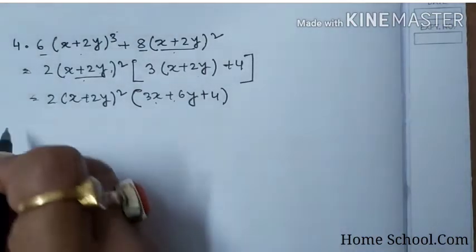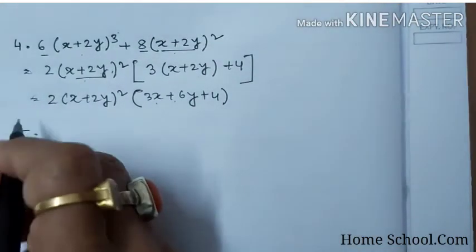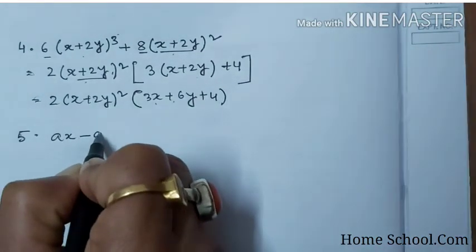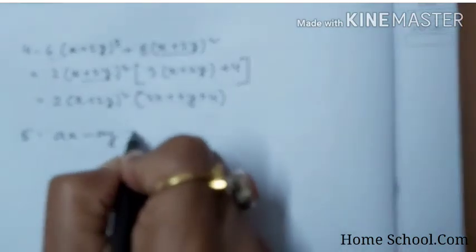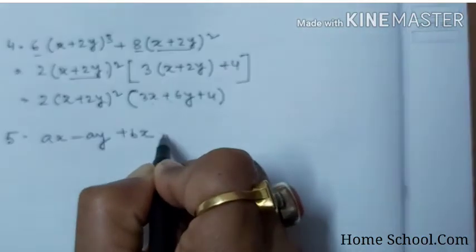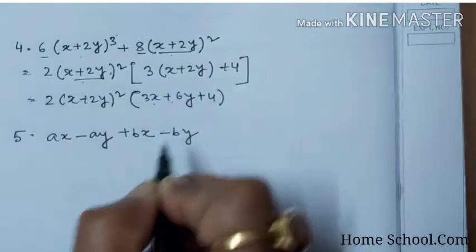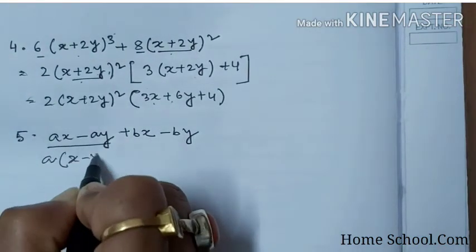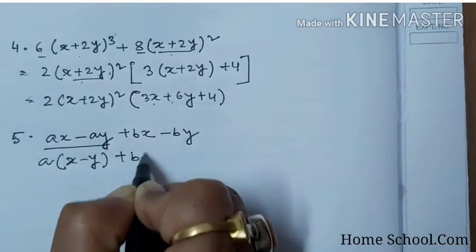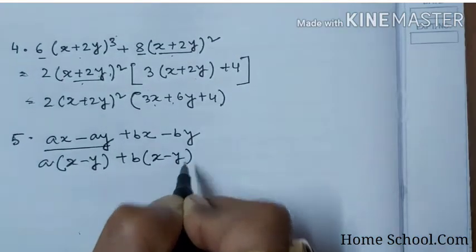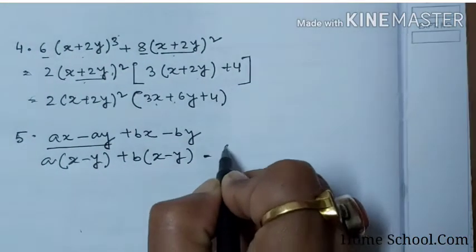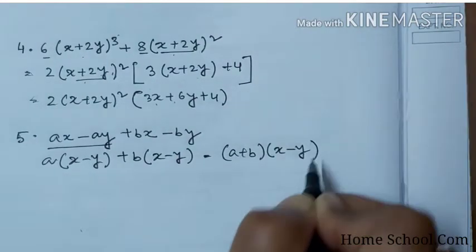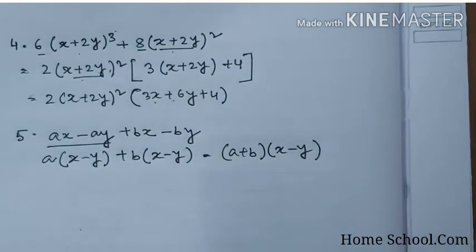Now let us take another example. ax minus ay plus bx minus by. Between them you can take the common of a, so it becomes x minus y, plus b, it is x minus y. So the answer is (a plus b) and (x minus y).